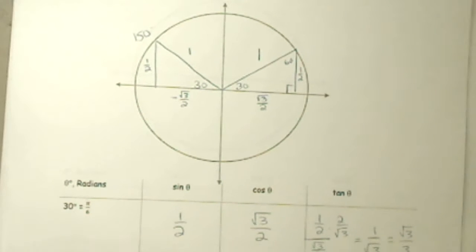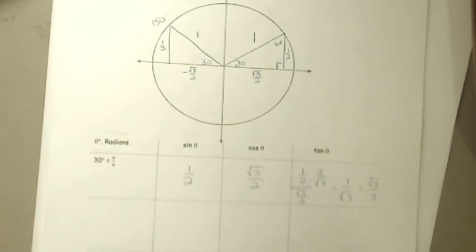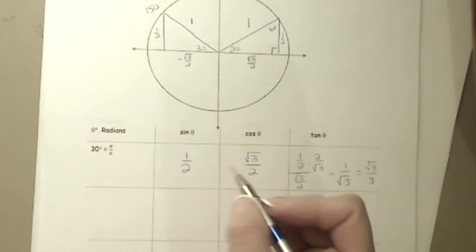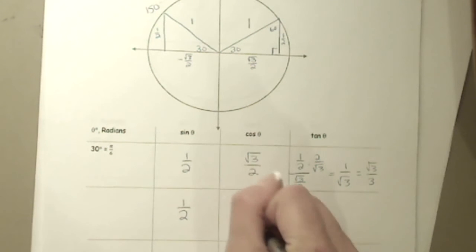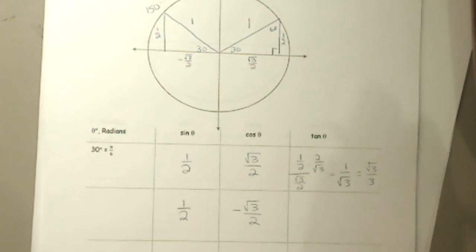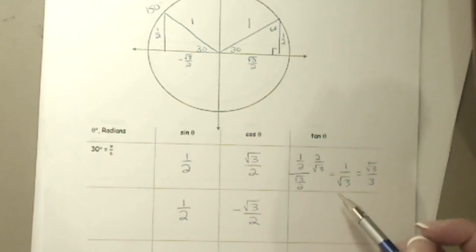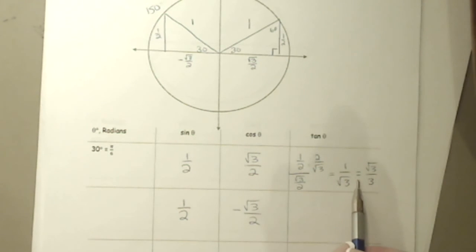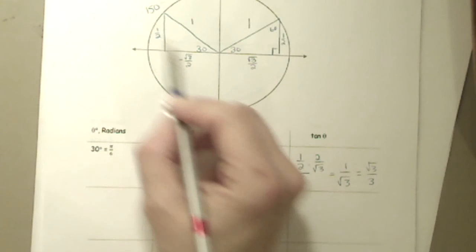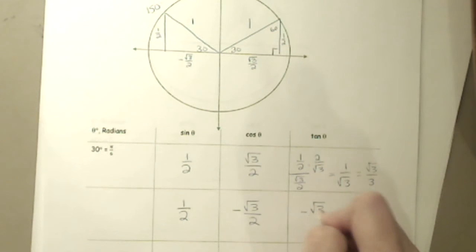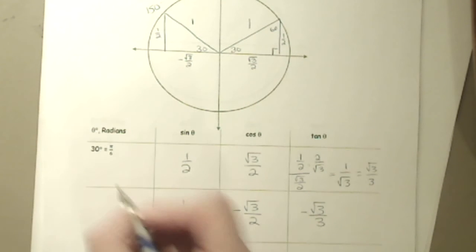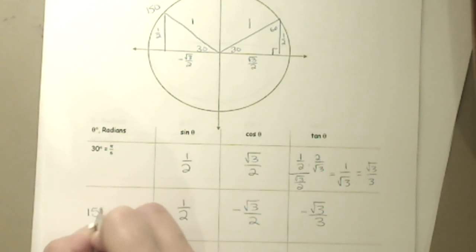Which means our sine is going to be positive 1/2. Our cosine is going to be negative square root of 3 over 2. And our tangent is going to be the same as the previous tangent because we still have the same opposite and adjacent. It's just that now we're going to have a negative tangent. So this is 150 degrees.